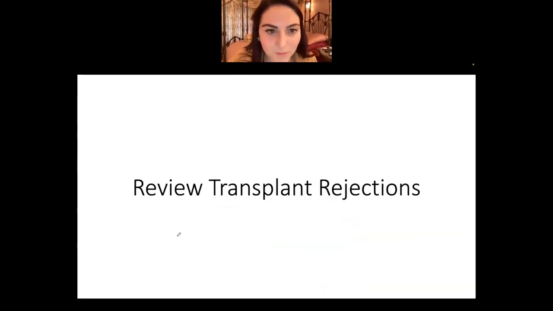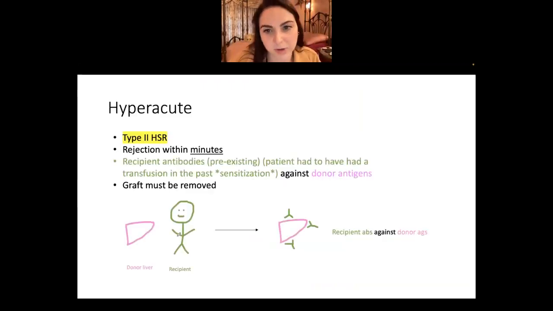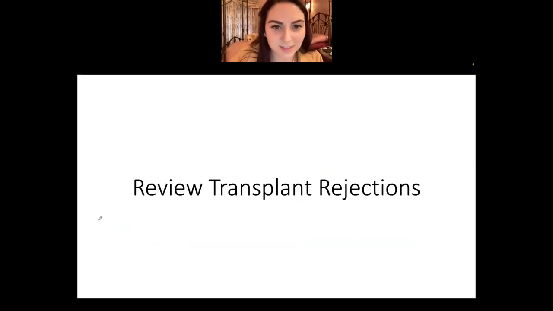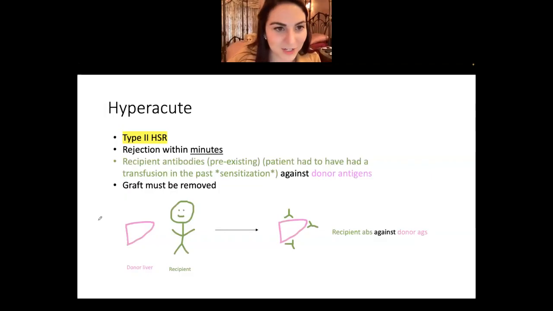But okay. So I wanted to go back over transplant rejection. Someone actually asked if we could, and I drew little images this time, hopefully to help, and I tried to color coordinate it. So there are four transplant rejections. I think transplant rejections are super difficult.